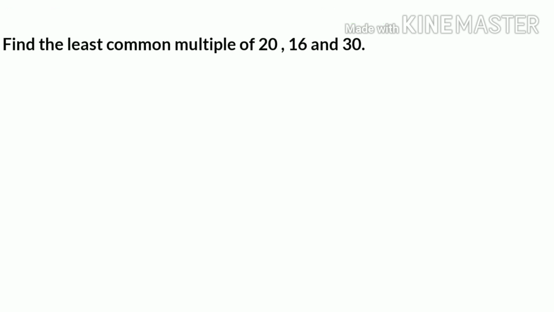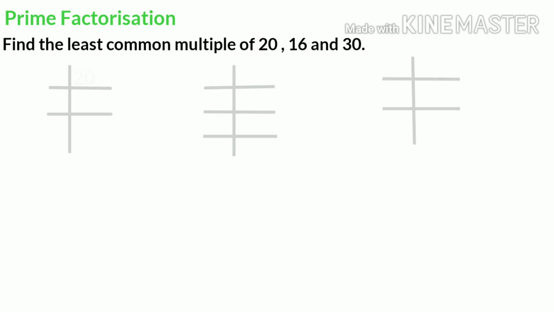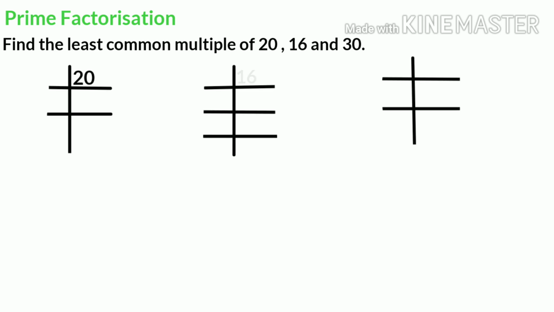Now we will discuss prime factorization and the common division method. Look at this question. Find the least common multiple of 20, 16 and 30. Let us first try to solve this question using prime factorization. So in this method, we will first find the prime factors of 20, 16 and 30 separately.